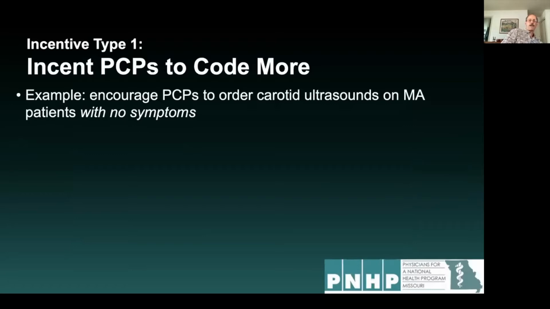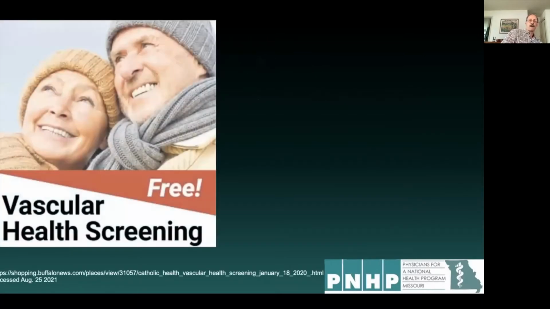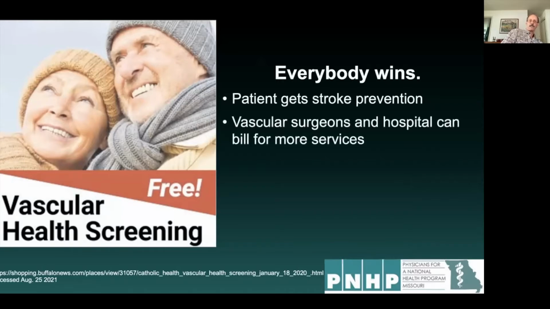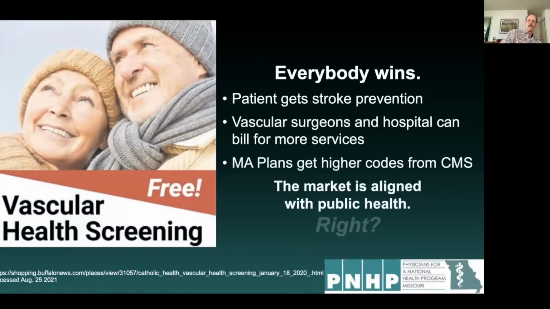For example, they encourage PCPs to order carotid ultrasounds on Medicare Advantage patients with no symptoms, hoping to find something, and then they can add more diagnosis codes. Patient gets stroke prevention, vascular surgeons in hospital can bill for more services. Medicare Advantage plan gets higher codes from CMS. The market is aligned with the public health, right?